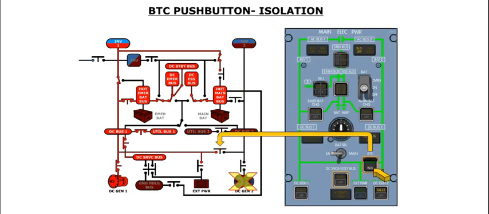If the BTC push button is pressed in, the BTC will open, and this will prevent any automatic powering of a DC bus with an inoperative generator. The isolation caption illuminates in the push button when it has been pressed in. The caption is white to indicate it is not the normal configuration.